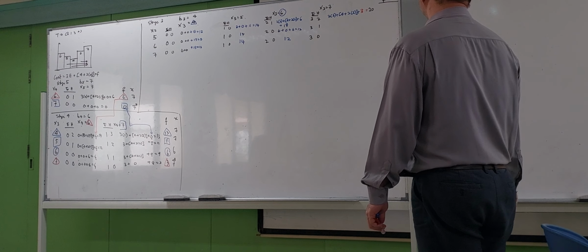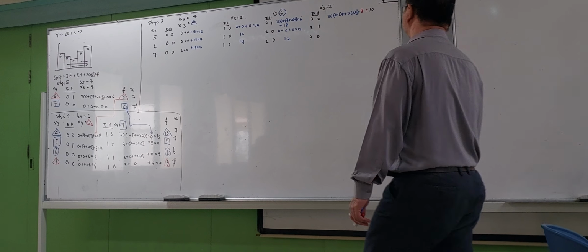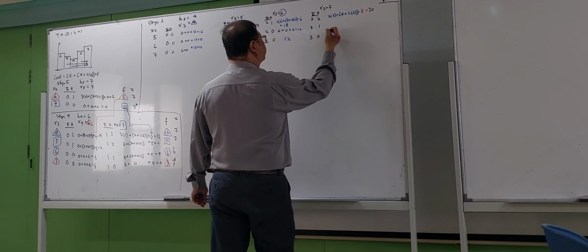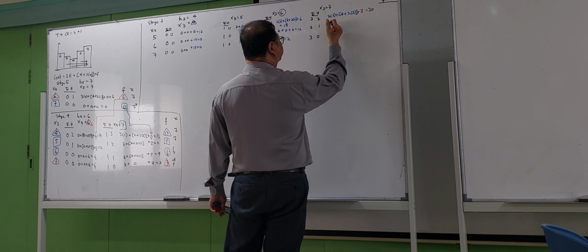12, 12, 18, 20. Okay? So here, 3 times 3 is 9.